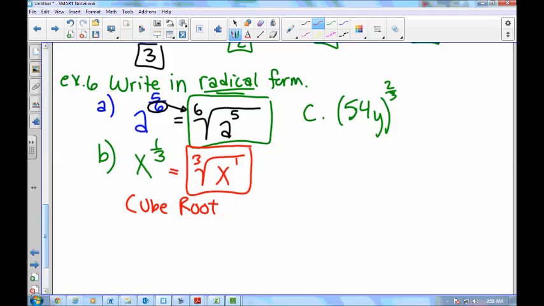Okay, now on C, let's see. Anyone think they have C? Remember your name? Sierra. Sierra, yes. So we distribute the squared to 54 and y. Both get it. And then we put 3 in the index. So cube root of 2,916. Can you tell me the step before you did that? 54 squared and y squared.